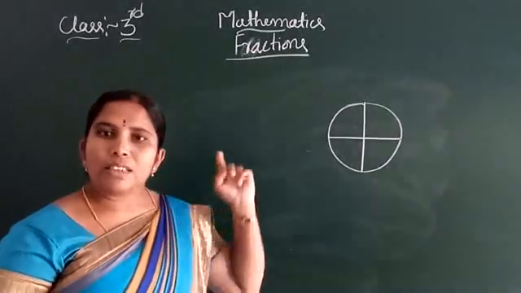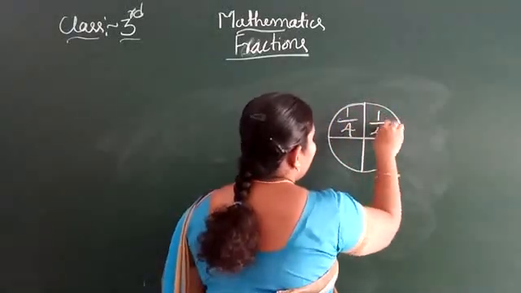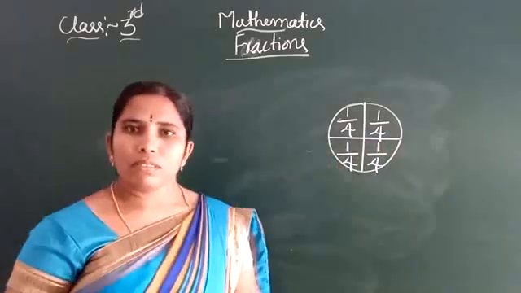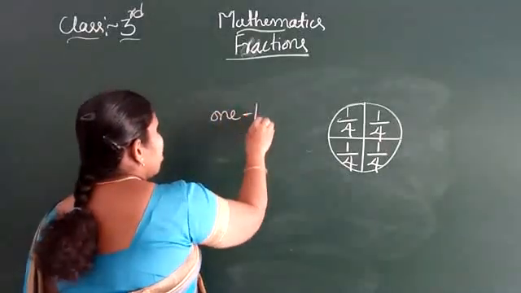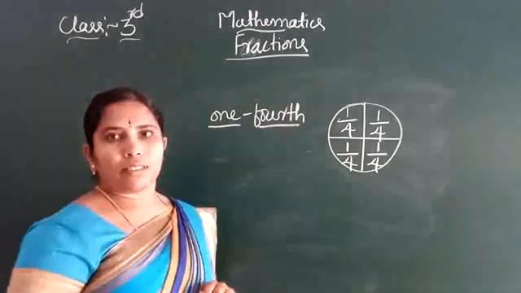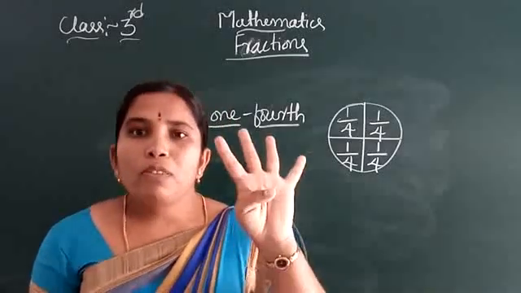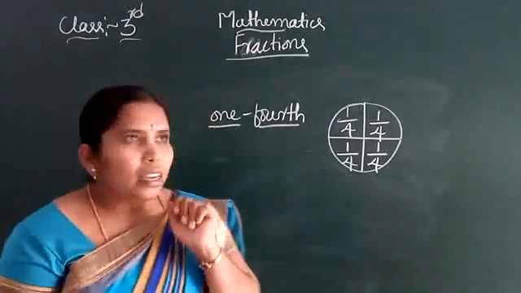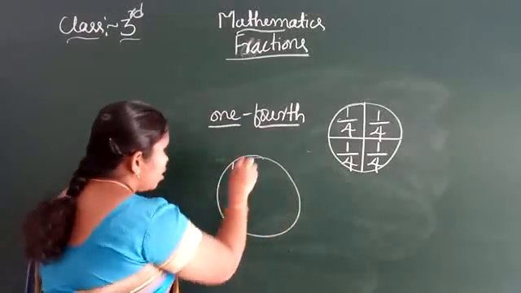Do you understand? So this one we call 1 by 4, 1 by 4, 1 by 4, 1 by 4. It is read as 1/4. So the whole is divided into 4 equal parts. That must be very important: equal parts. See here, if the orange is there, we can divide it like that.